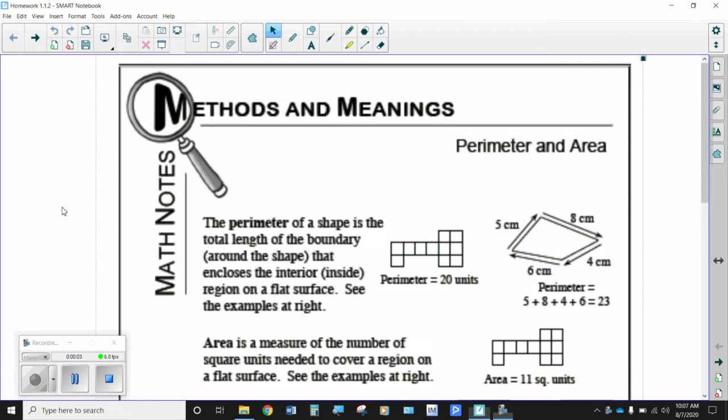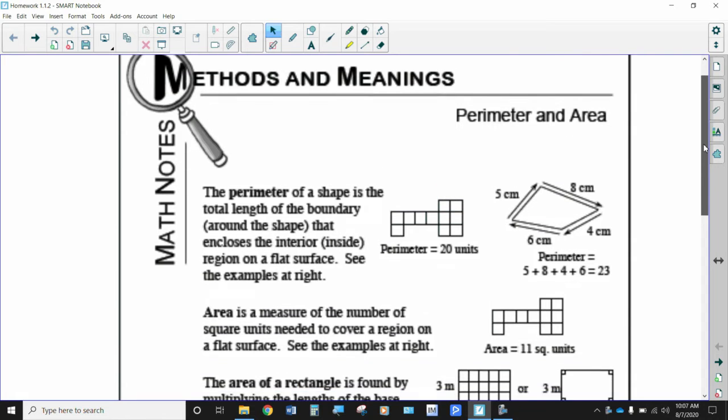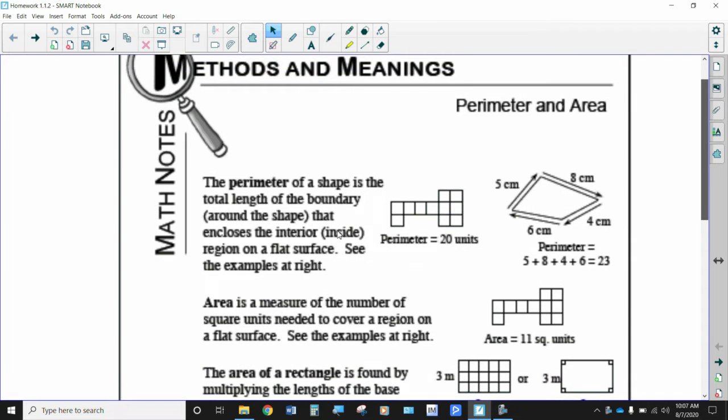Alrighty, let's get started. Let's take a look at the homework for 1.1.2. First off, we've got the M&Ms for perimeter and area. Now, I want to remind you, these M&Ms replace the standard notes that you would normally be taking during class time. During class, we're doing activities. I'm not necessarily bogging you down with formulas and definitions and diagrams for you to copy down. That's where the M&Ms come into play.